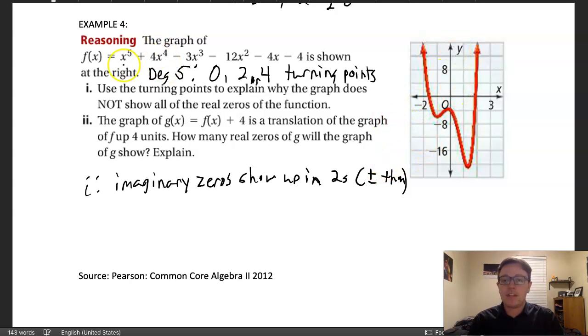Additionally, if we look at this, we have x to the 5th, where our end behavior for an odd function acts like a cubic, right? So we expect these to go in opposite directions. The way it is, it goes up and up, and that's for even functions. So we also can look at the end behavior.